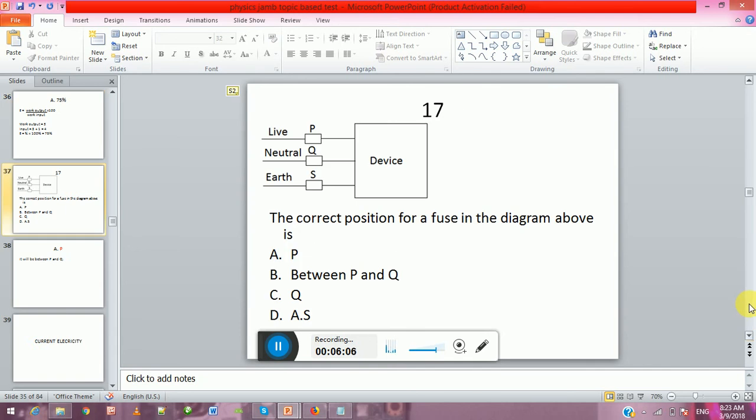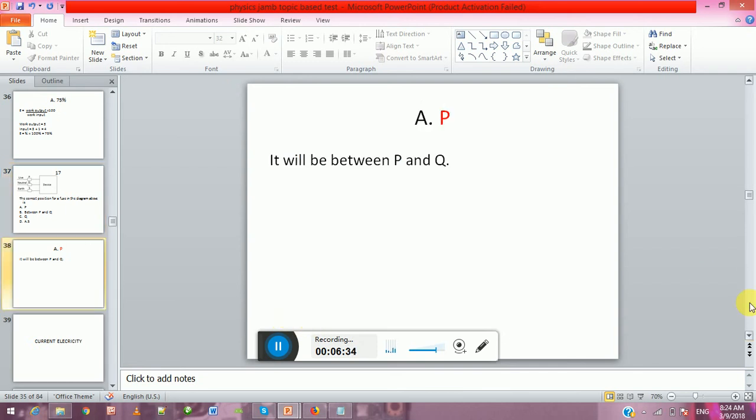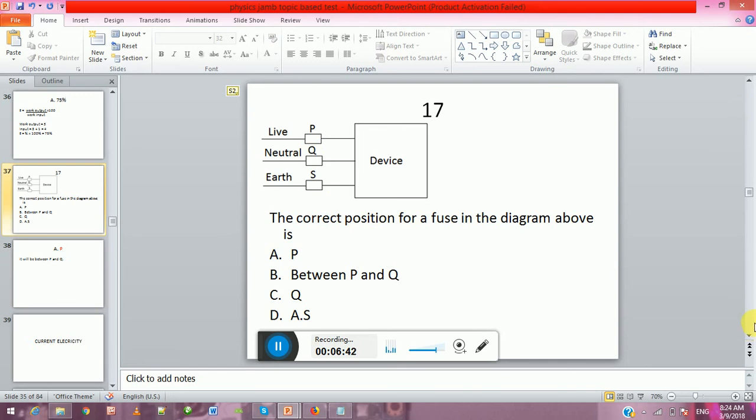The correct position for a fuse in the diagram above is, where do we put the fuse? Is it at the live, the neutral, or earth for the device? A is P, which is live. B is between P and Q, which is between live and neutral. C is Q, which is neutral. D is S, which is earth. The answer is P. So P is the live. We know that a fuse is always put at the live.